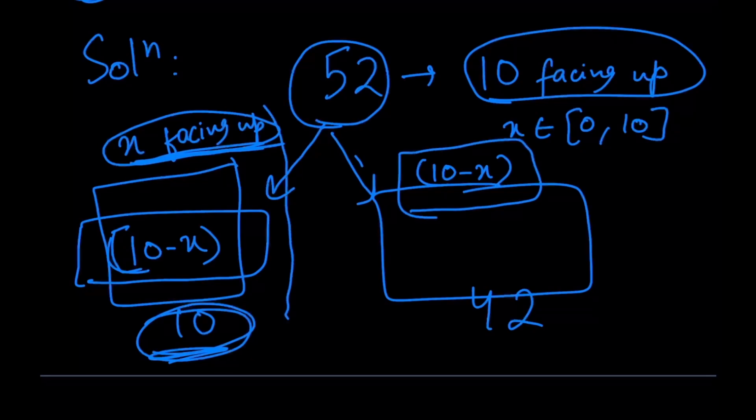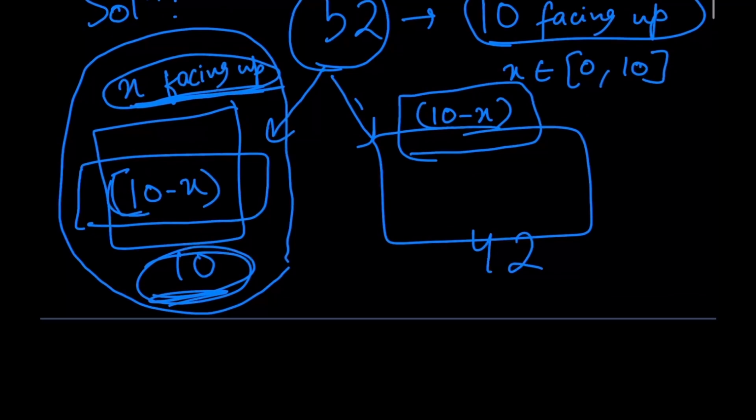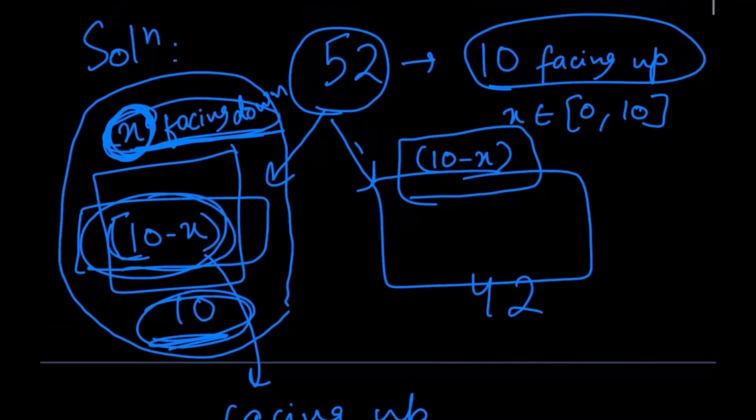What if I just take this deck over here, the selected 10 cards that I took out randomly, and completely flip it? What's going to happen is that these cards over here are going to become facing down, and these cards over here are going to become facing up. So now we have 10 minus X cards facing up, and basically X cards facing down. And over here, it's still the same, 10 minus X cards facing up.